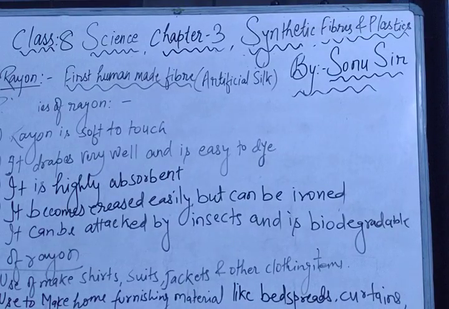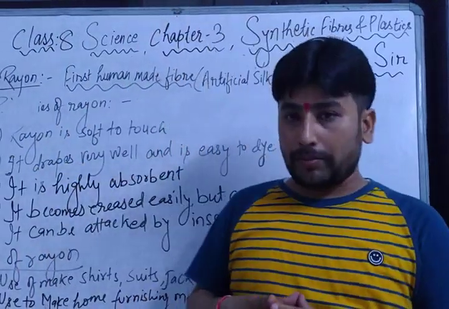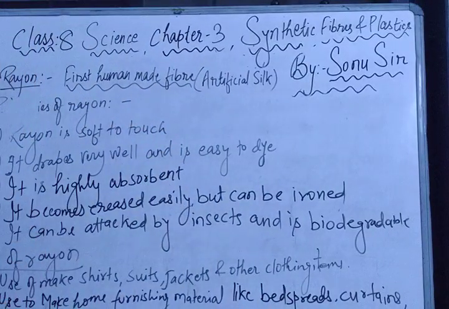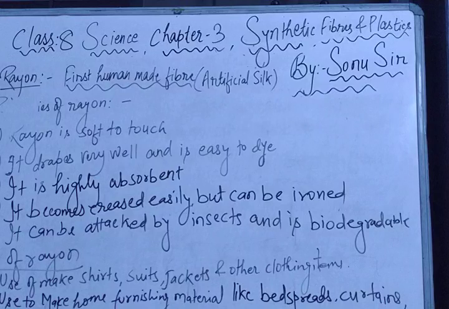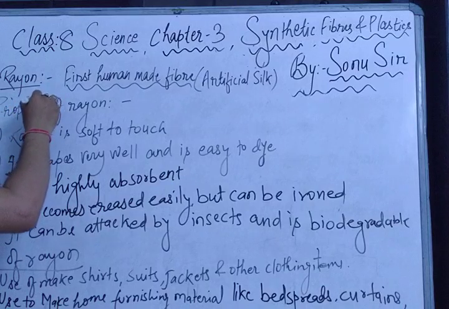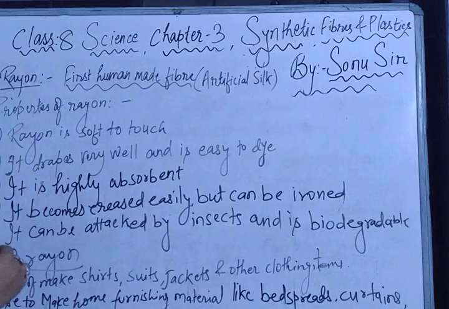As you are seeing on the board, as I had explained about rayon, rayon is the first human made fiber. It is a synthetic fiber, and you can see here the properties of rayon as I have written. The first property of rayon is that it is soft to touch. These are the properties of rayon, right? Rayon is soft to touch. It drapes very well and it is easy to dye.